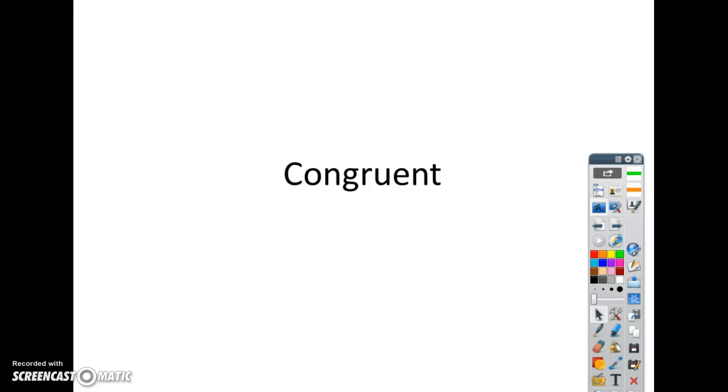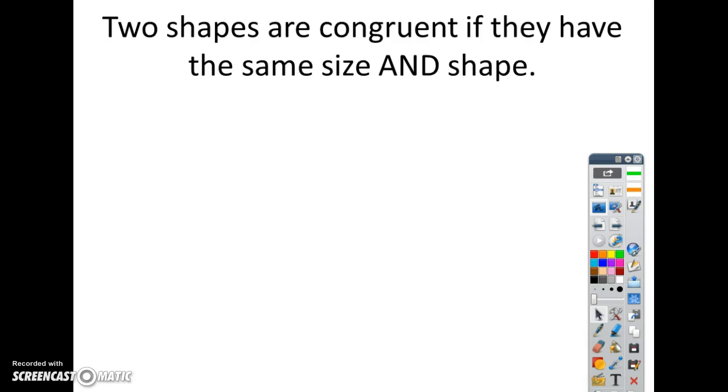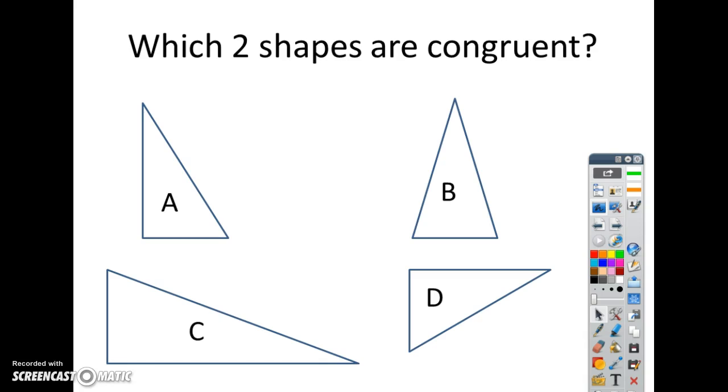This video should help you with congruent shapes. Two shapes are congruent if they have the same size and shape. So that means all of their angles would be the same and all of their sides would be the same length. So here we have four shapes. You need to figure out which two of them are congruent. And the only two it can possibly be would be A and D.